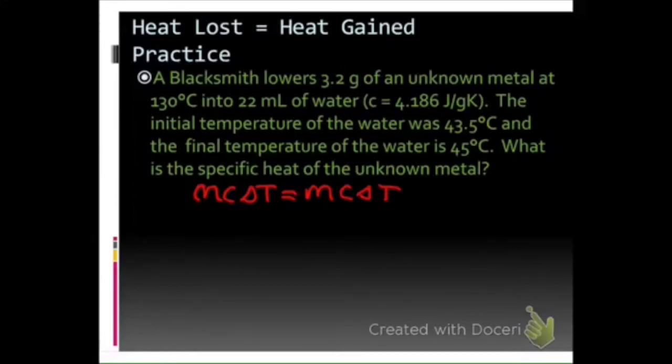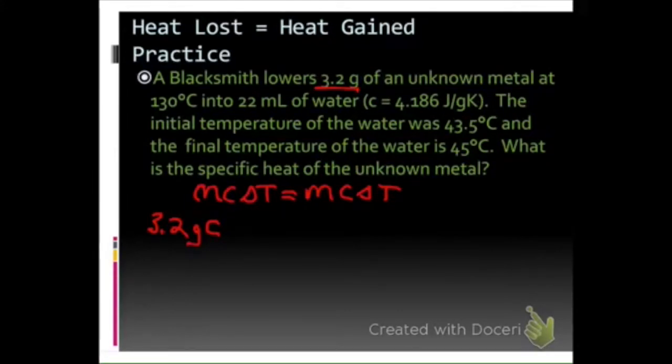Okay, so we had a mass of 3.2 grams of our unknown metal. We're looking for the specific heat of that metal, so I'm going to put a C. And my change in temperature goes from 130 to 45, because we are going to finalize at the same temperature as the water is where we're going to end.